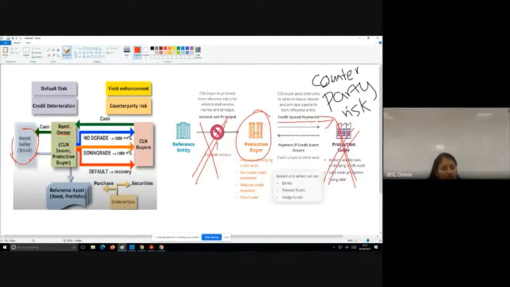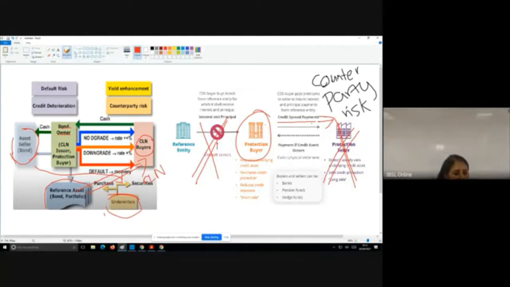Okay, so what do you do? You get the help of underwriters here. Okay, you get the underwriters who will use this bond, this reference asset here, who will use this bond and issue another security to the CLN buyers. Okay, they will issue securities to the credit linked note buyer. Now, what is the security that they sell? They sell credit linked note. Okay, they will sell a credit linked note.